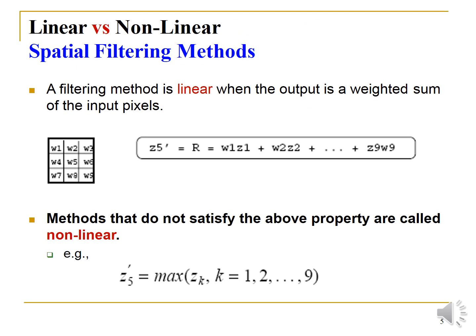We have two techniques: we can choose either linear methods or non-linear methods. In spatial filtering, a linear method is one where the output is a weighted sum of all the input pixel values. Similarly, the non-linear case will not satisfy the linear property. So in order to calculate the value of z5 dash, we will take the maximum of zk values, where k ranges from 1 up to 9.